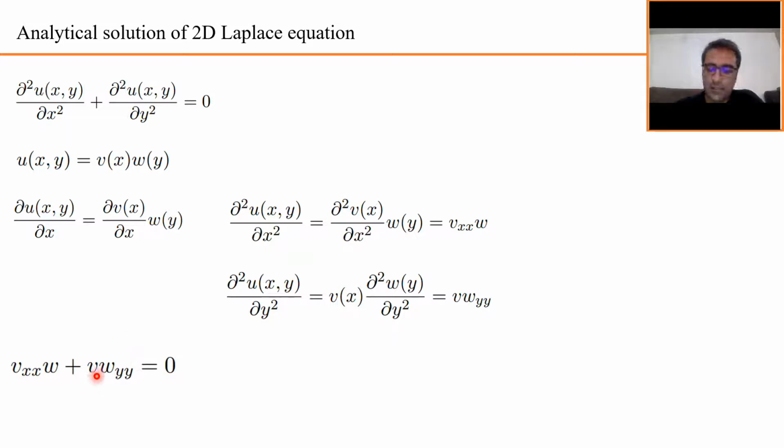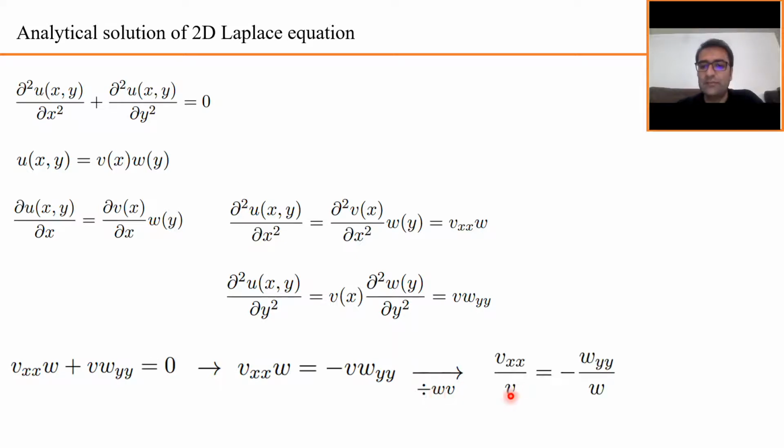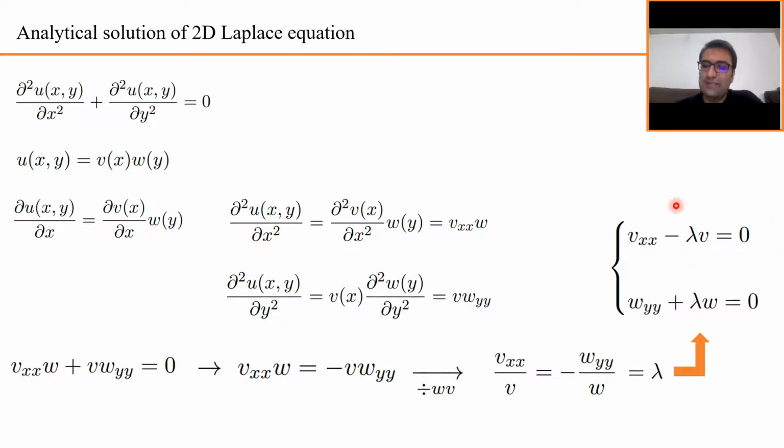And if I bring this part to the right-hand side of the equation, it will be vxx multiplied by w equal to minus v multiplied by wyy. And if I divide both sides of this equation by wv, what I have is just vxx divided by v equal to minus wyy divided by w. And if I set this equal to a parameter, which I call lambda, we will have two independent differential equations: vxx minus lambda v equal to 0 and wyy plus lambda w equal to 0.